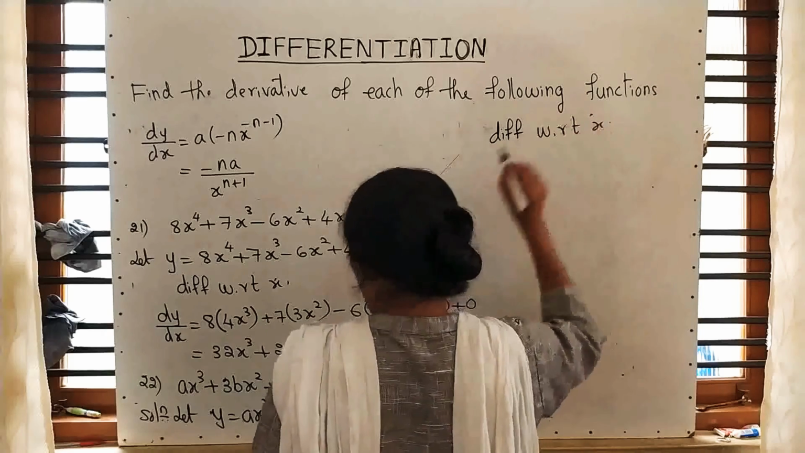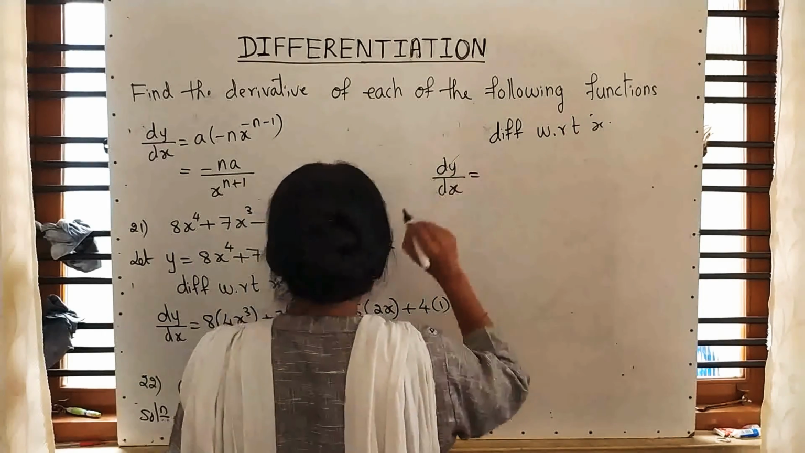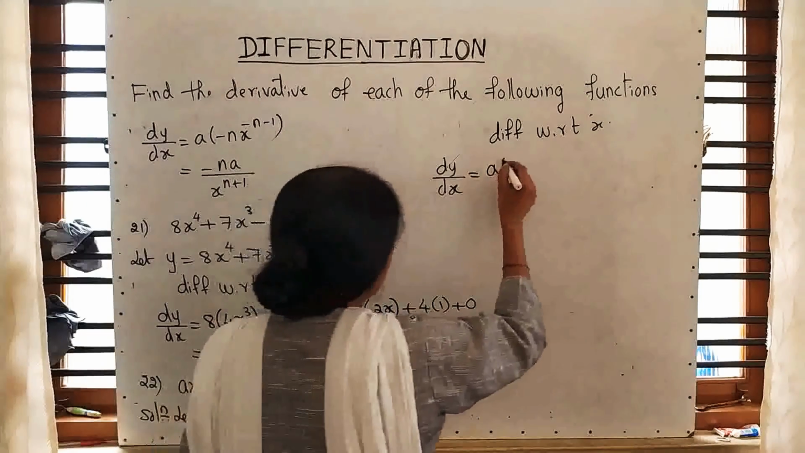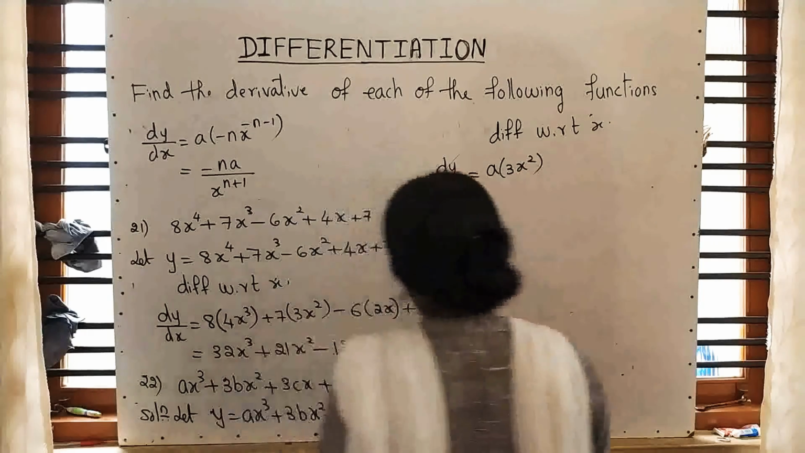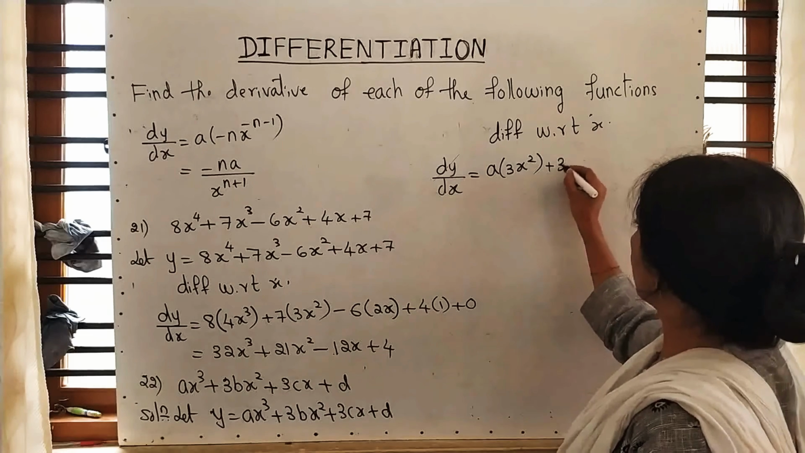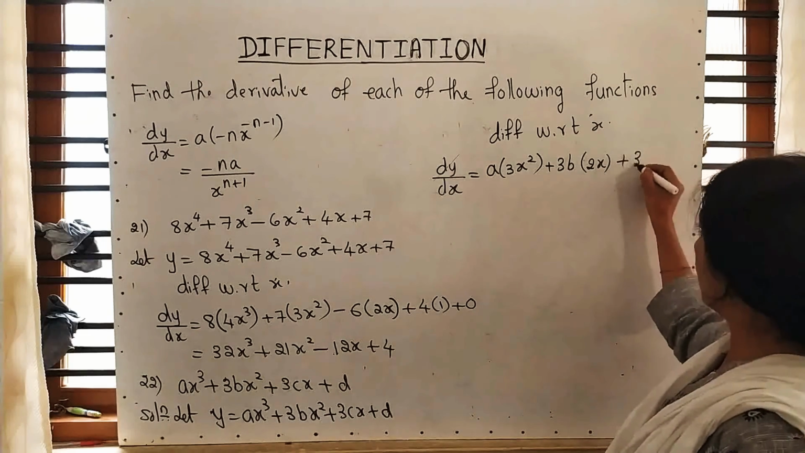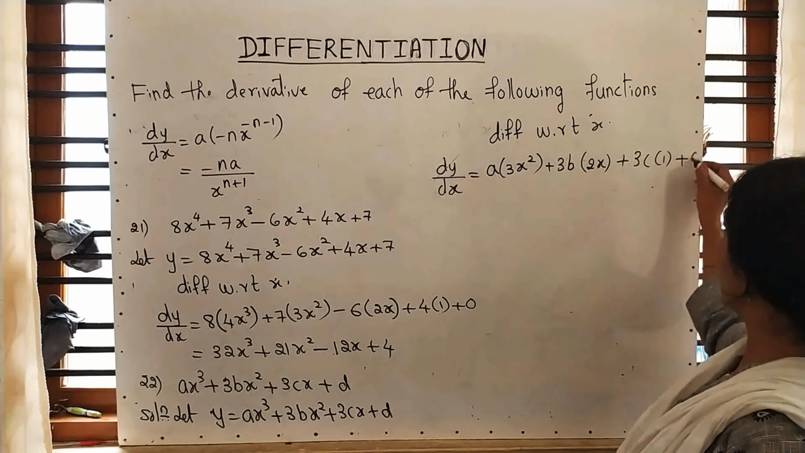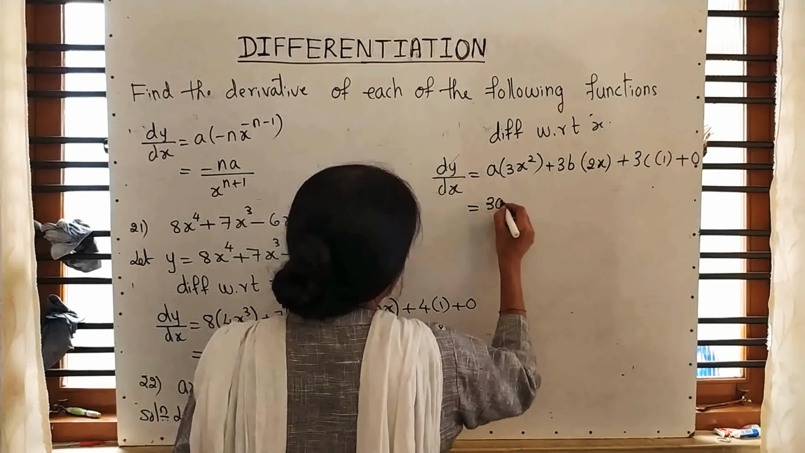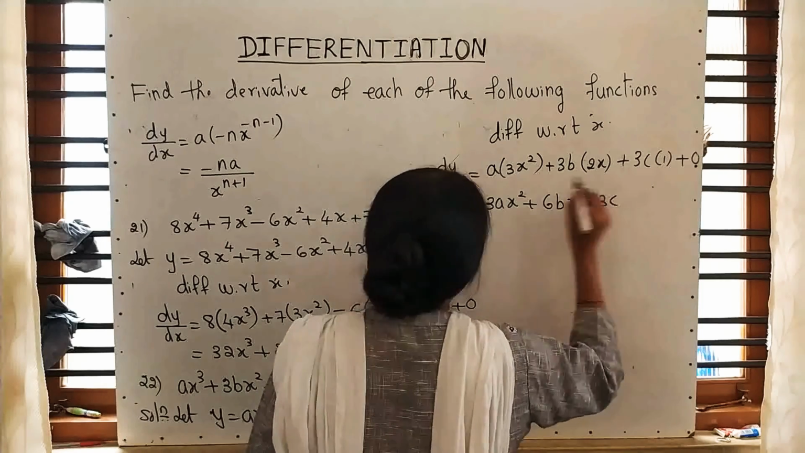Differentiating with respect to x. So dy upon dx is equal to a constant. What is the differentiation of x cube? 3x square. Yes, here what is the constant? 3b is the constant. Differentiation of x square is 2x. Correct or what? Next, 3c constant, differentiation of x is 1, and differentiation of d will be 0. Final answer is 3ax square plus 6bx plus 3c.